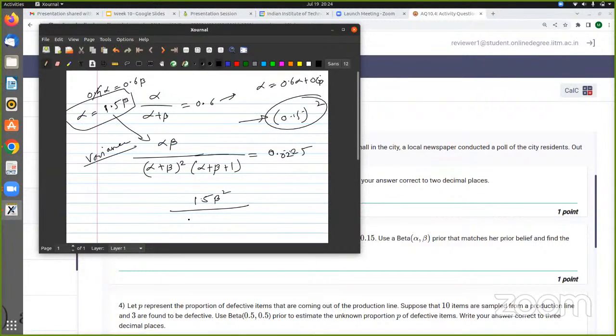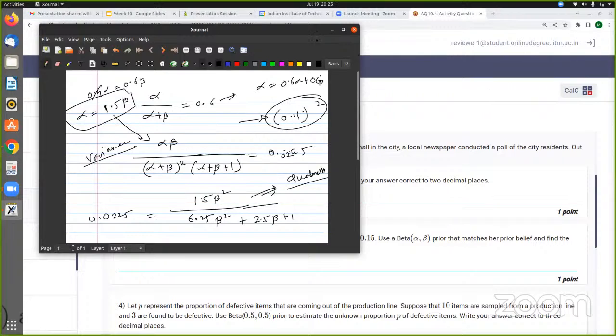2.5 square is what? 6.25, right? Yes, sir. 6.25. Beta square plus here it's 1.25 alpha. So (1.5 plus 2.5 beta plus 1) equal to 0.0225, and then you will get some equation and you can solve it, right? I think it will become a quadratic equation. You will get values.